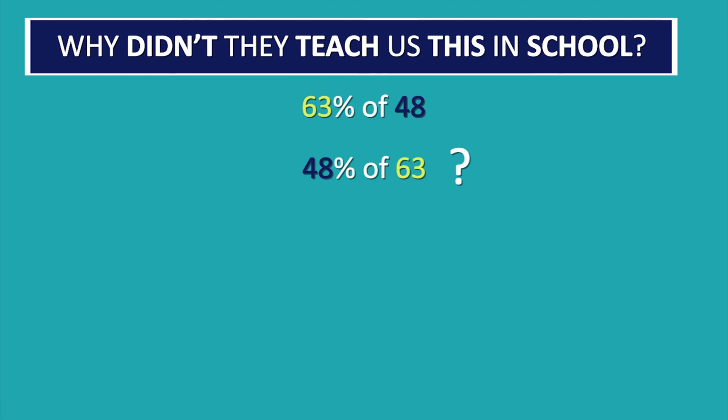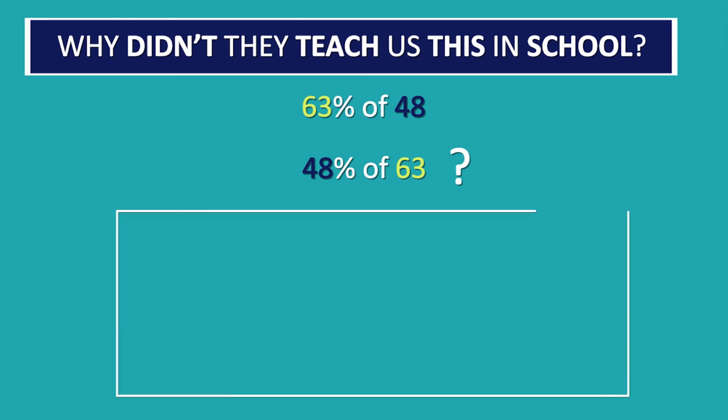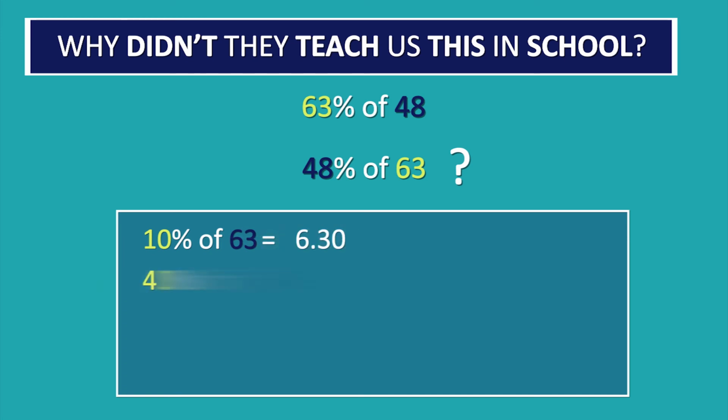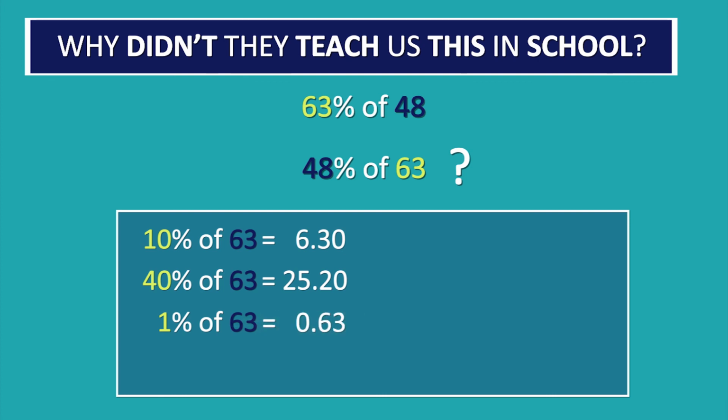This doesn't mean that I can't work it out, but instead I have to rely on my other knowledge of finding the percentage of an amount. And by that, I mean I would find 10% of 63, which is 6.3, and use that to work out 40% of 63, which is 25.2. I would then find 1% of 63. 1% of 63 is 0.63. I would use that to work out 8% of 63 by multiplying it by 8 to give me 5.04.